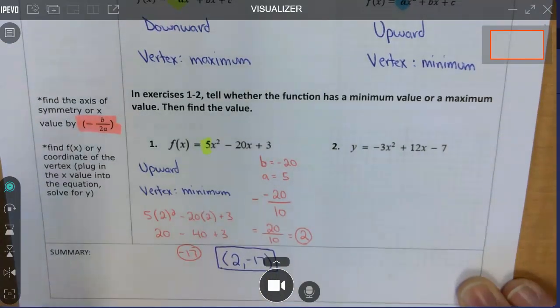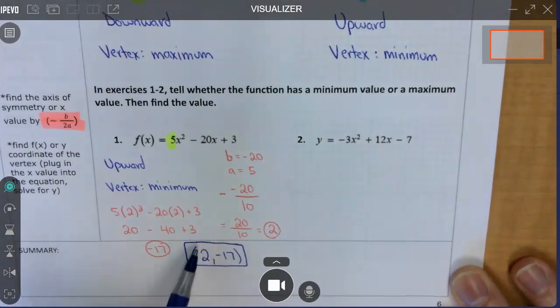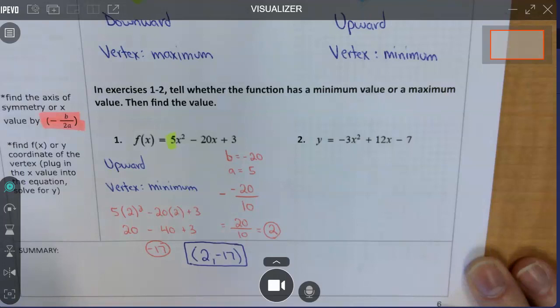That's my minimum value. I knew it was going to be a minimum. This is at the very bottom of this parabola. So if we graphed it, this is the lowest point. Every other point on this parabola goes up.